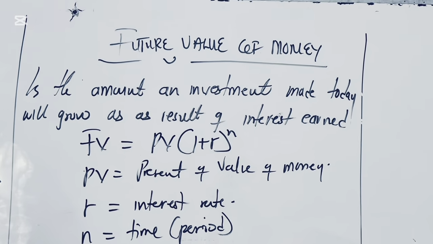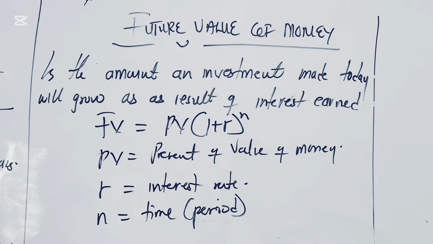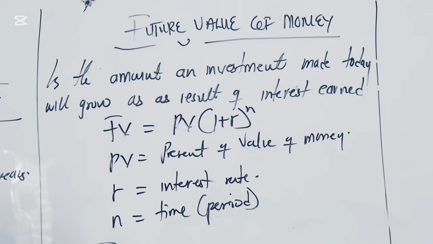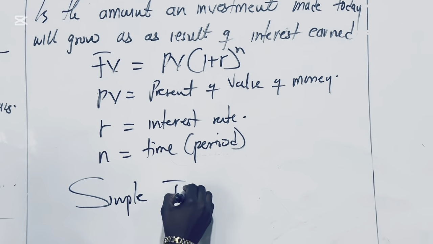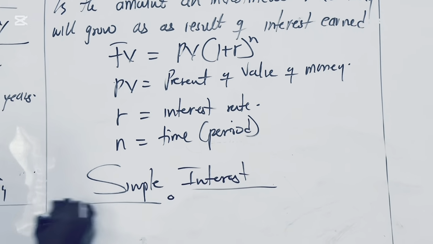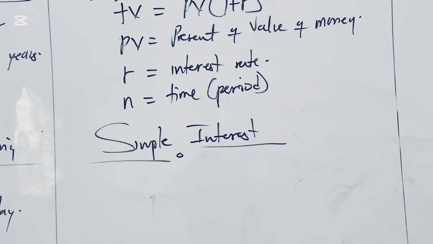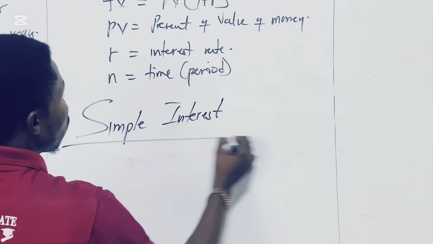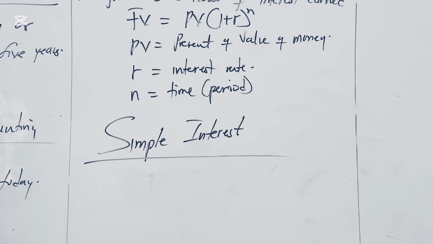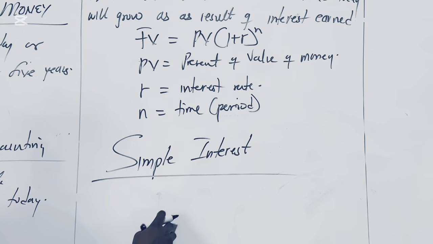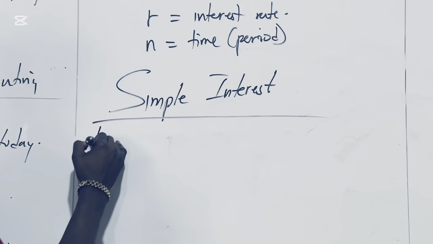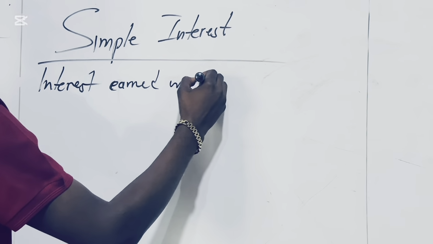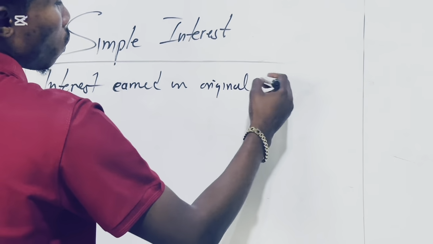In that order. Okay. So we'll look at a few examples, but before, let's look at simple interest. Now we've all treated simple interest, what we call simple interest. When we say simple interest, it is basically the interest earned on what? Original investment. So we say the interest earned on the original investment or amount invested.